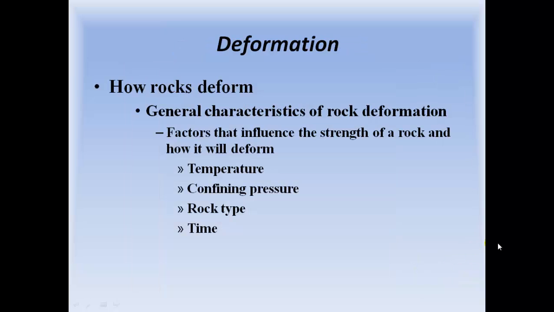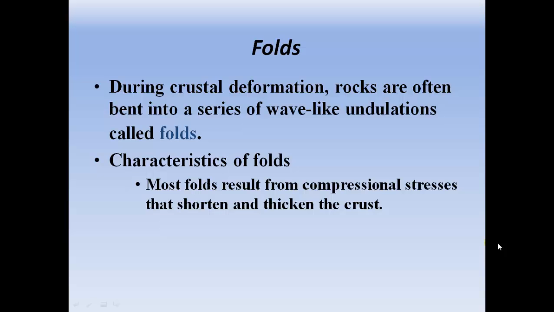More general characteristics of rock deformation. Factors that influence the strength of a rock and how it will deform: the temperature of the rock, the amount of confining pressure, the rock type, and how long it's under stress. Folds. During crustal deformation, rocks often bend into a series of wave-like undulations called folds. Kind of like you have a tablecloth on a table and you put your hand flat on the tablecloth and you push, and the tablecloth will sort of bunch up into folds.